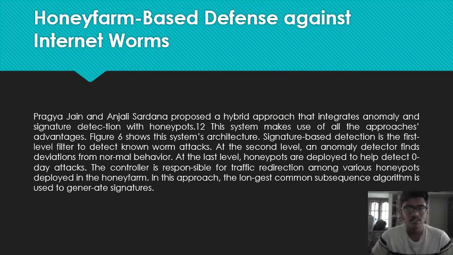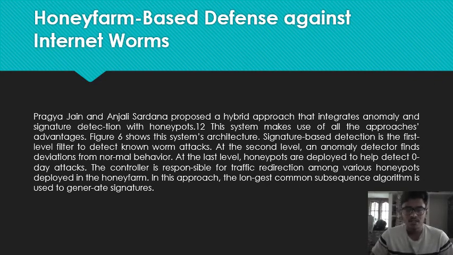Honeyfarm based defense against internet worms. Pragya Jain and Anjali Sardana proposed a hybrid approach that integrates anomaly and signature detection with honeypots. This system makes use of all the approaches' advantages.